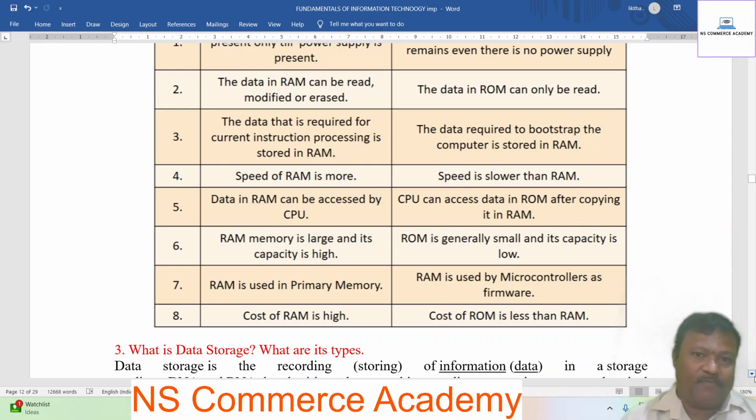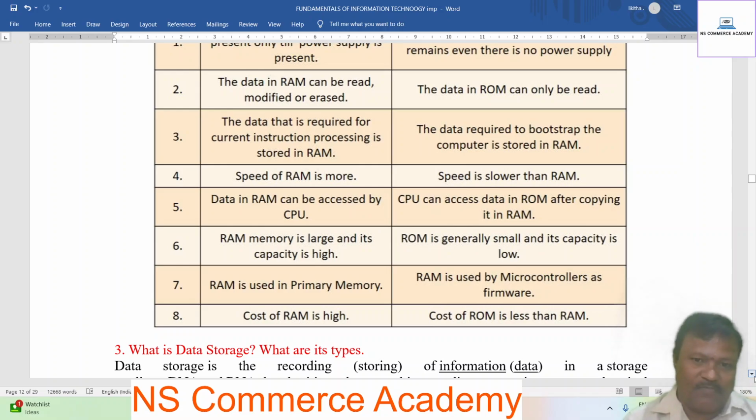Fourth difference, the speed of RAM is more, whereas the speed of ROM is slower than RAM. Fifth difference, data in RAM can be accessed by the CPU, whereas in ROM, the CPU can access data only after copying it into the RAM. Sixth difference, RAM memory is large and its capacity is high, whereas ROM is generally small and its capacity is low.